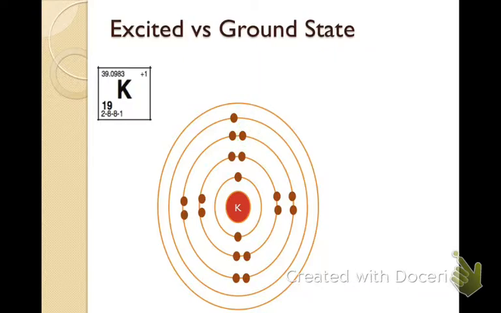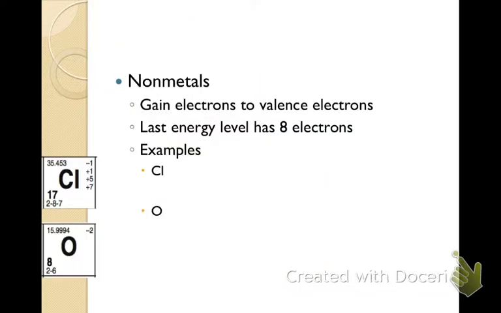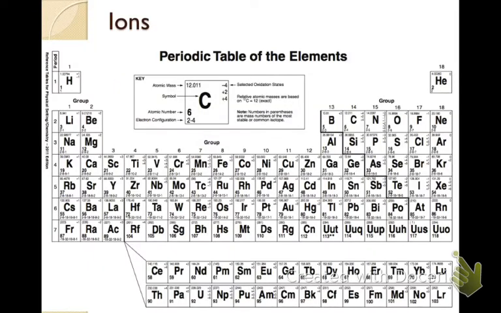With ions, on the other hand, going back, they're actually going to gain or lose electrons in order to become that ion, so they won't have the same number of total electrons.